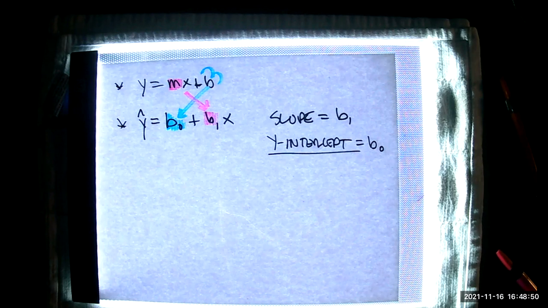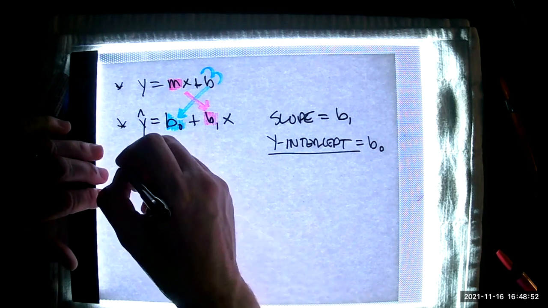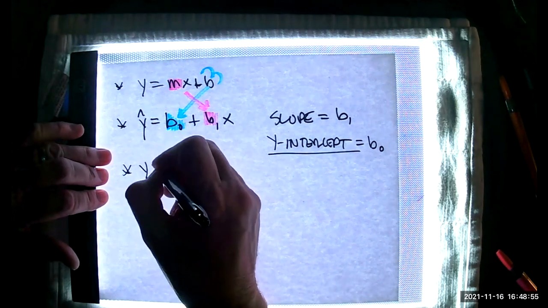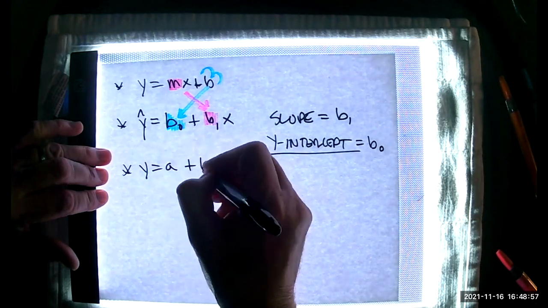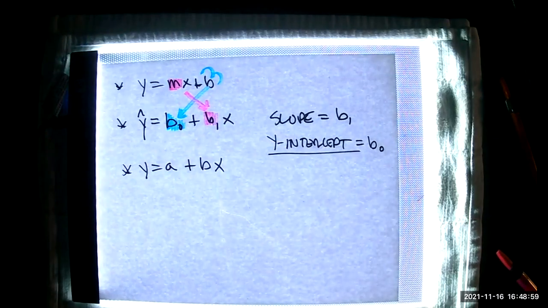And it gets even worse than that. Your calculator likes y equals a plus bx. And here the relationship is more direct.